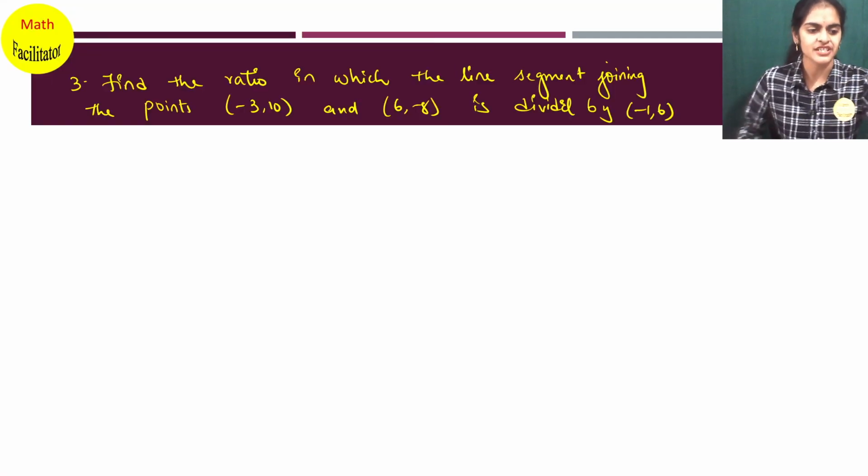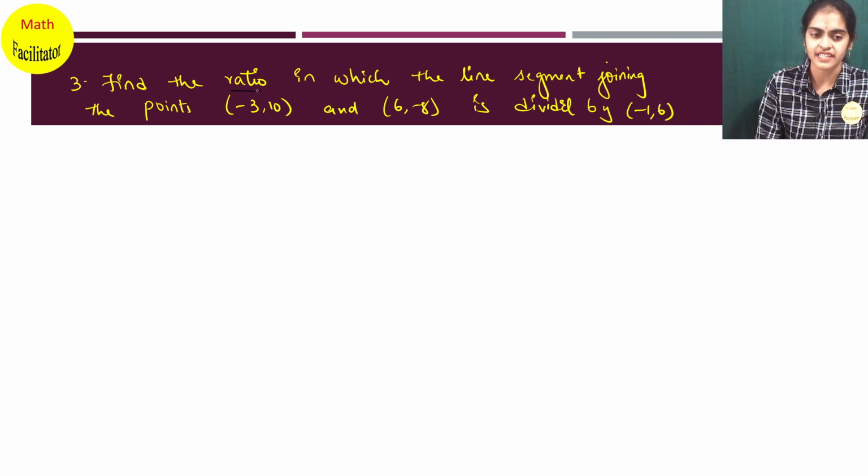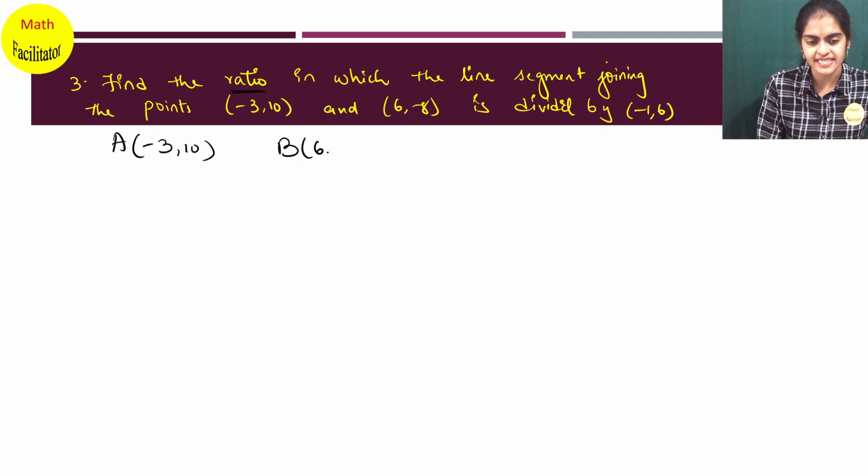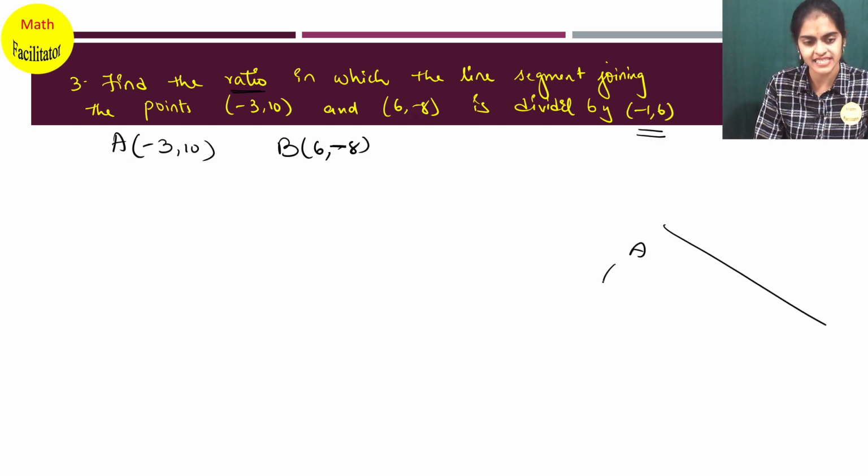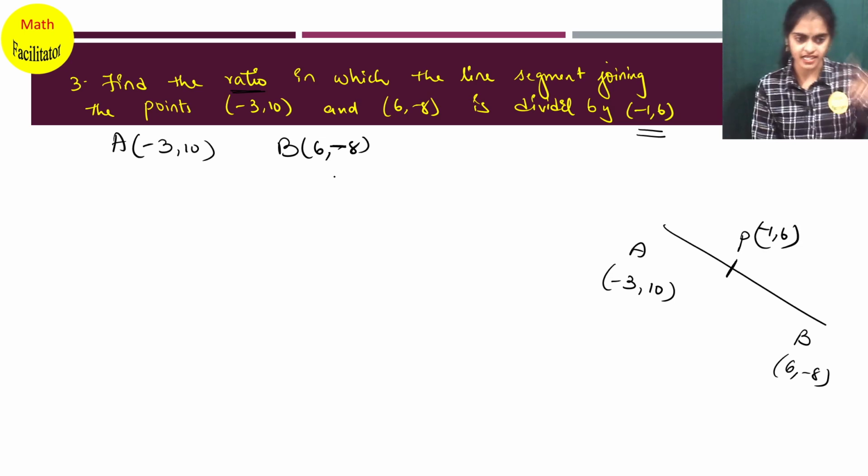Okay, let's proceed to the next question. Question number 3. Find the ratio. Here you will have to find the ratio in which the line segment joining the points is divided. The ratio is not given to you. The points are given: A is (-3, 10) and B is (6, -8). This line segment is divided by the point P (-1, 6). Did you understand the question?